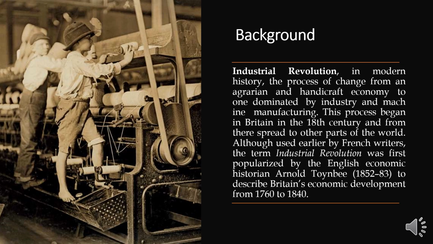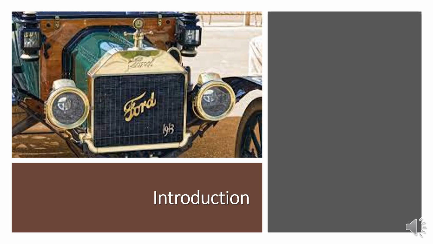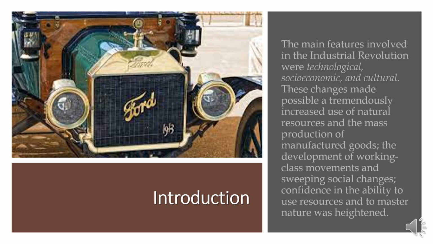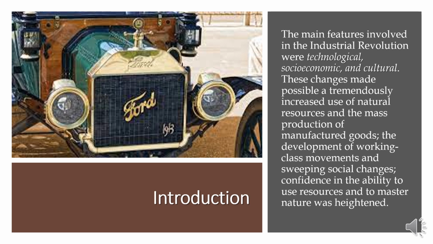But first, let's discuss the main features involved in the Industrial Revolution. They were technical, socioeconomic, and cultural changes. This made possible a tremendous increase in the use of natural resources and mass production of manufactured goods. The development of working class movements and sweeping social changes, and also the confidence in the ability to use these resources and to master nature, was heightened during these times.